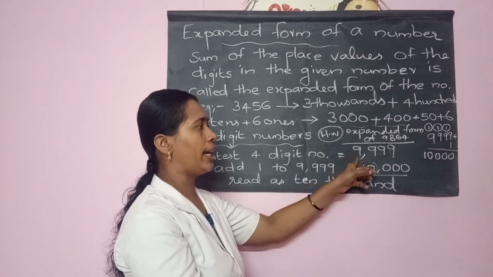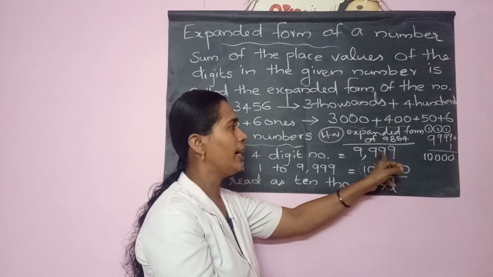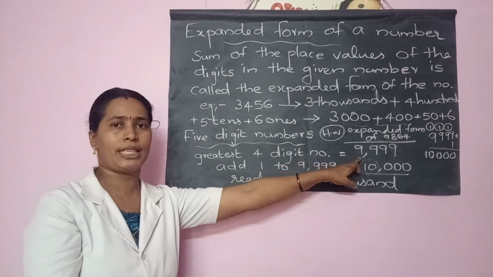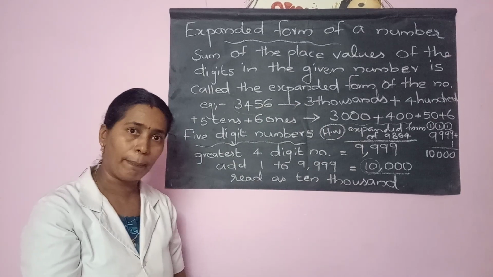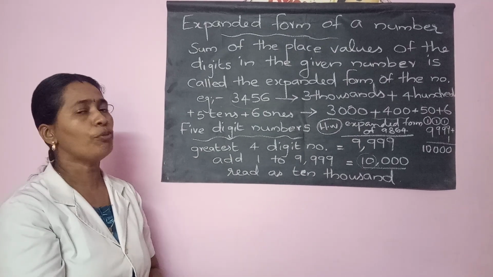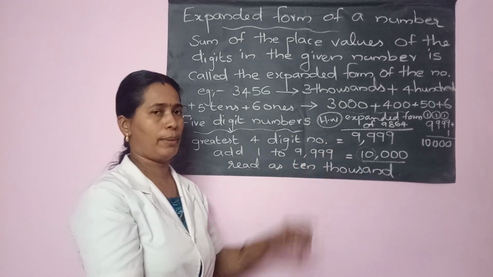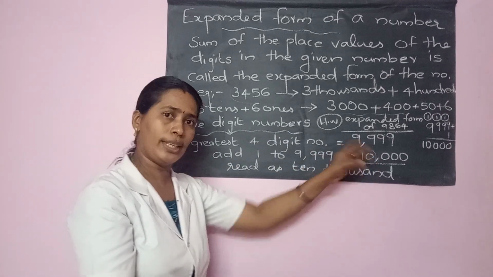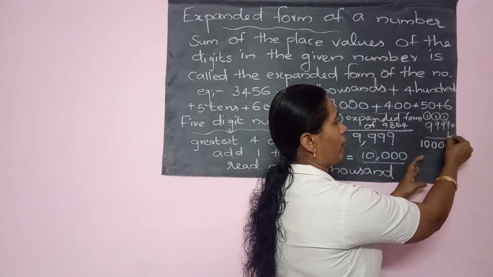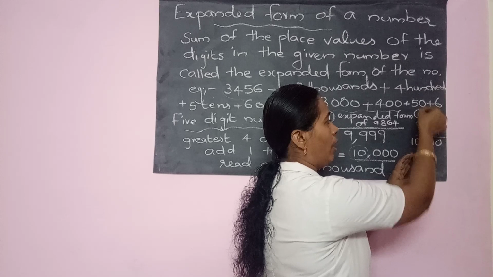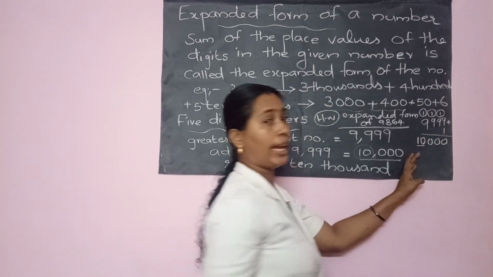That is 9,999. Then you find the successor of this one. After this, what will be the number? So, for getting that number, we are adding 1 to this number. See the addition. 1 plus 9, 0. Carry over, again 0. Carry over, again 0. And the last will become 10.